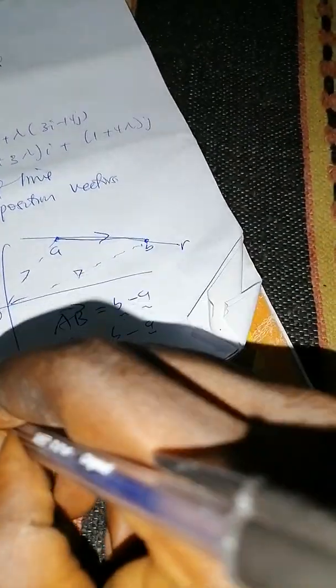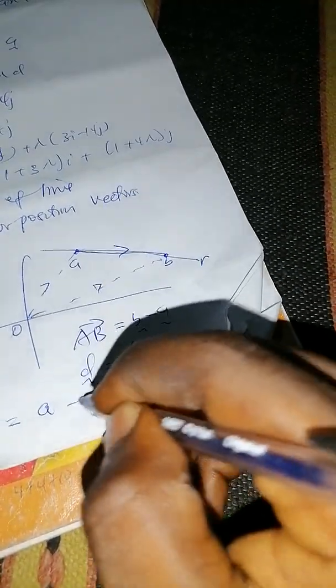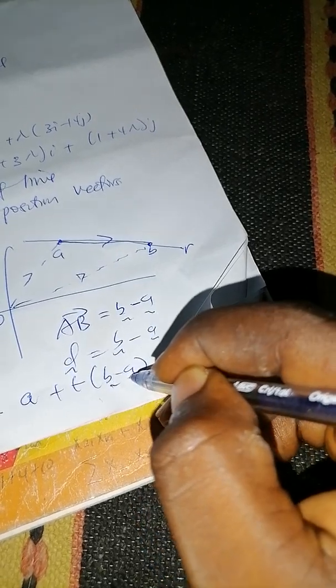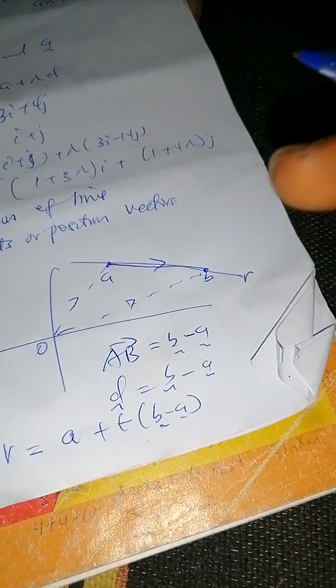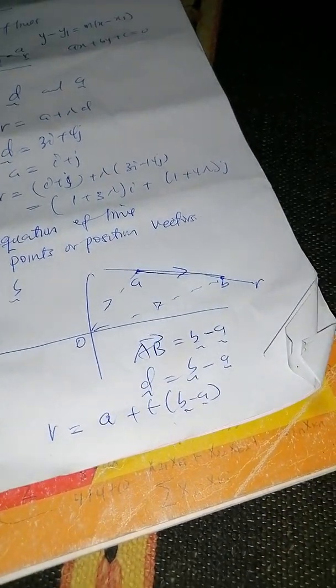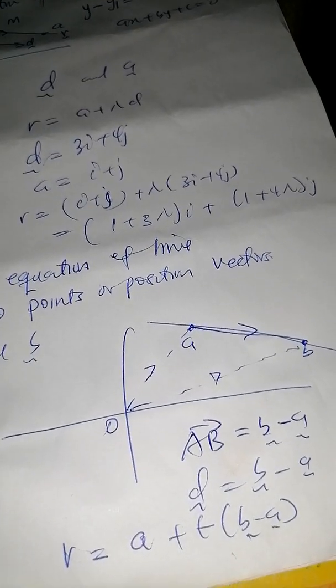And so the equation of the line R will be given as, you take one of the points, let's say A, plus some parameter t times B minus A, where B minus A is the direction vector. You could have chosen the point B, and with that direction vector in another scale, you can still find the equation of the line. So that's how to find the equation of the line, given 2 points on the line.